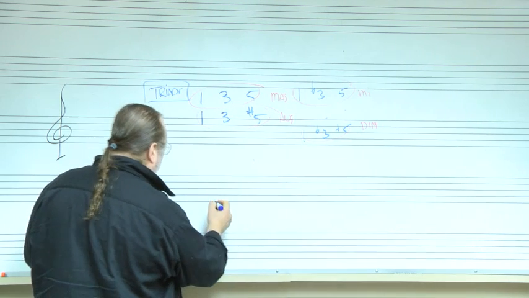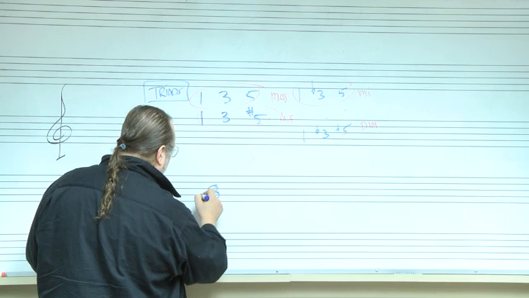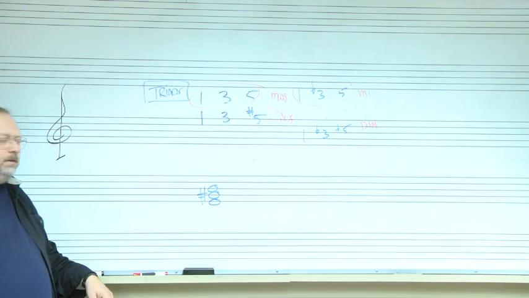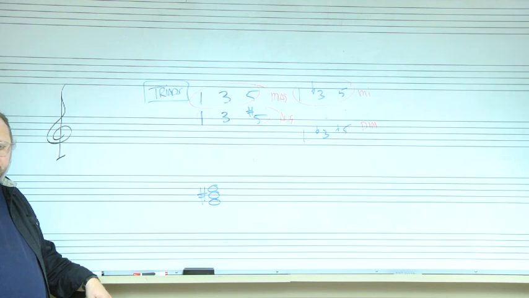Here's an E chord. E, G, B. The E chord has a G sharp in it, right? So that's the major chord. How do we know it has a G sharp?